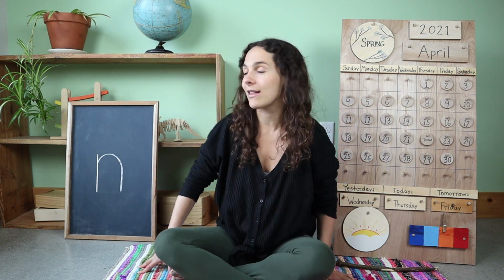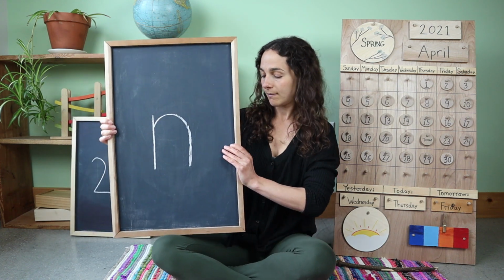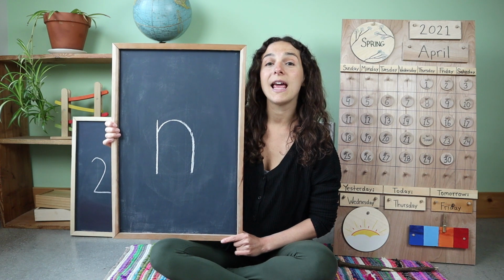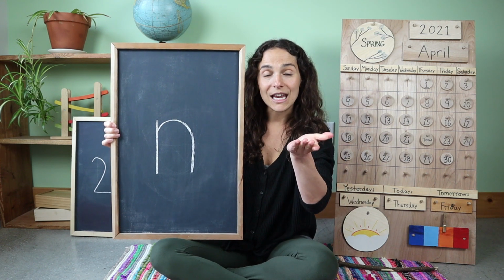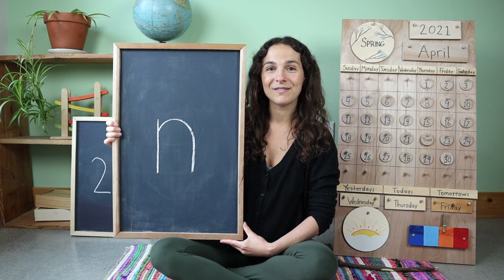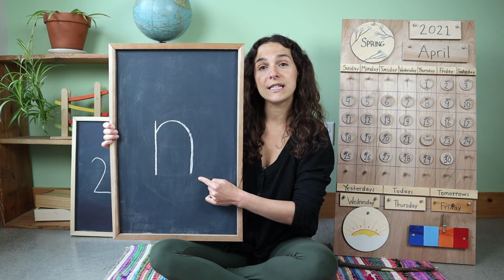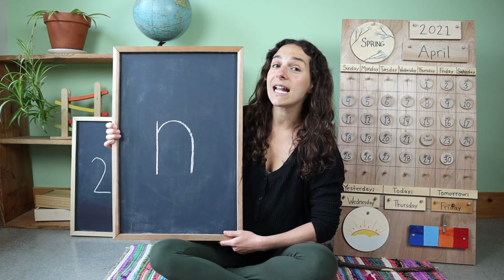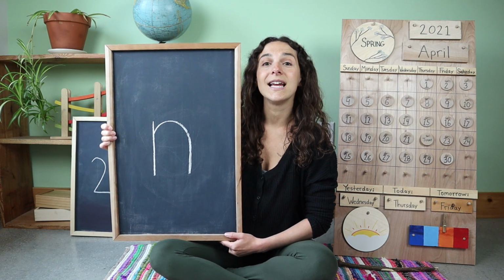Thanks for sharing with me, and now let's move on to the letter, the number, and the sign of the week. So this week, we've been practicing this letter. This letter says N, N. Can you make that sound? Nice work, friends. And do you know what letter this is called? N. This is a lowercase n, and N says N, N.